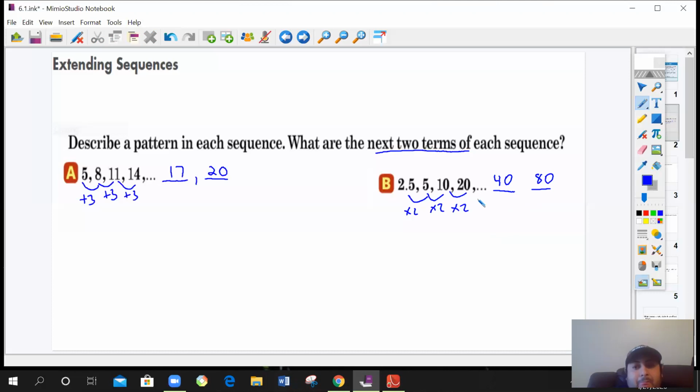All right, so this is what sequences mean. Basically, you just find a common number that every number to the next number has in common, where it is either added, subtracted, multiplied, or divided, and then you just predict the next two numbers.